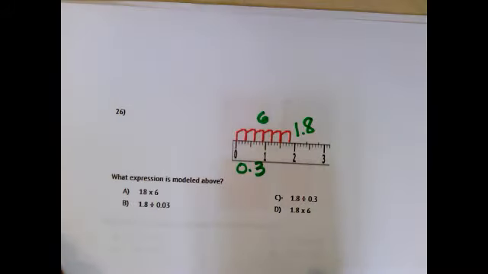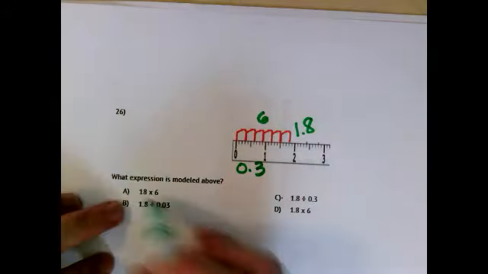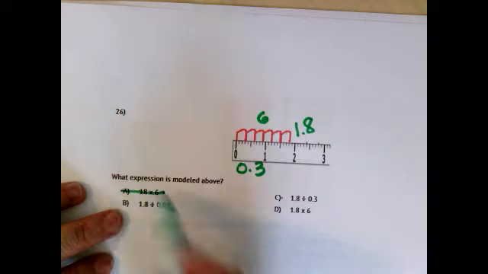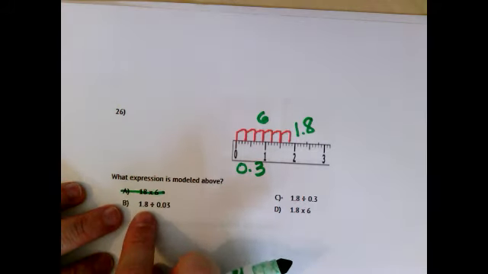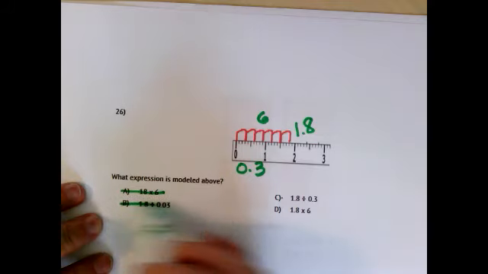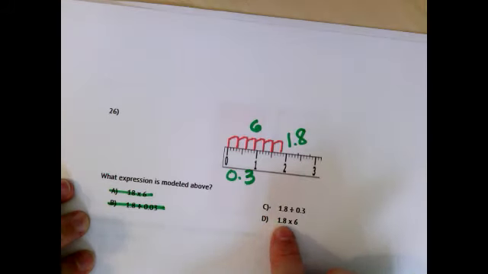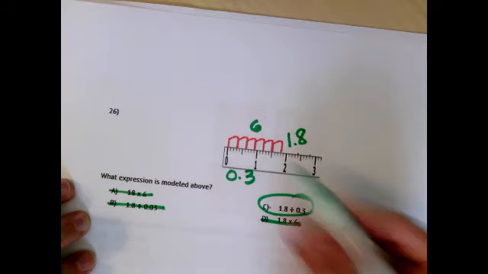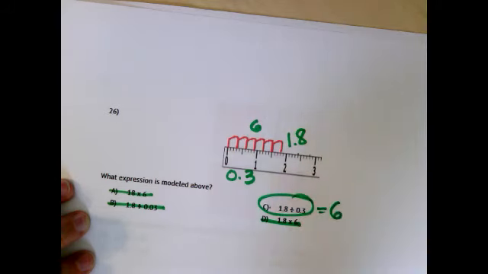So using that information, let me look at my answer choices. 18 times 6. No, I don't have anything about that. 1 and 8 tenths divided by 3/100ths. I don't have 3/100ths. These are tenths. So I'm going to get rid of that one. Answer choice D says 1 and 8 tenths times 6. I do not have 6 jumps of 1 and 8 tenths each. So the only thing left is 1 and 8 tenths divided by 3 tenths. And I can tell that my answer would be, my quotient.